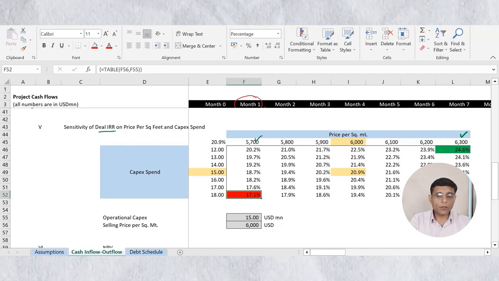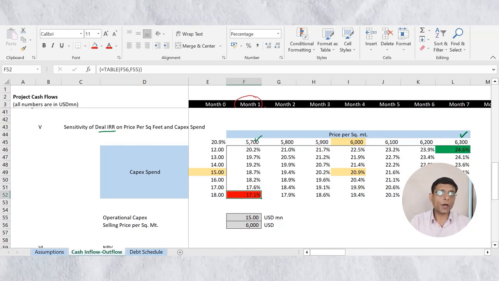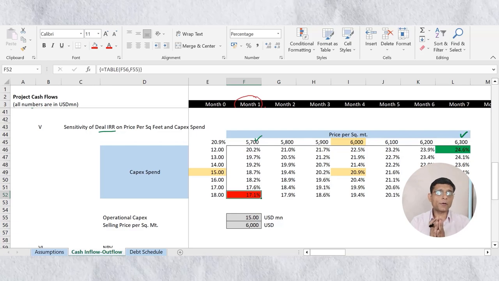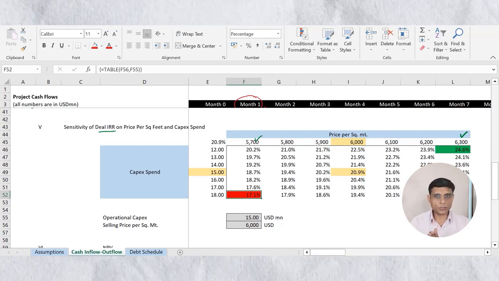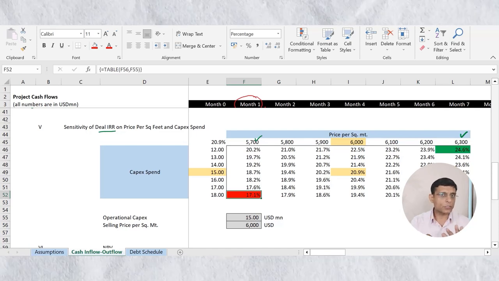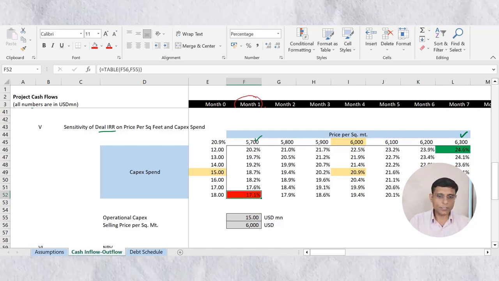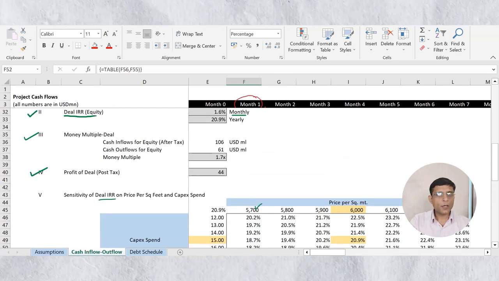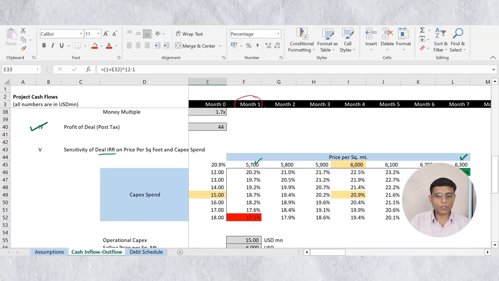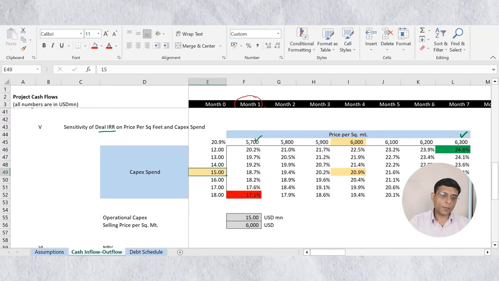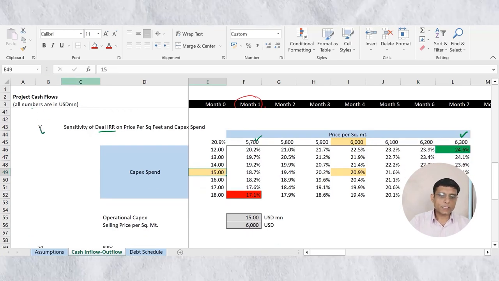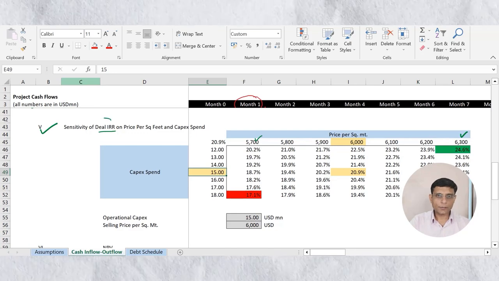So the objective of this sensitivity analysis is to understand how my return will change with the change in key assumptions. And I need not make any changes in my original model. Okay, my model is still giving me 20.9% IRR based on the base case assumptions of $6,015 million spent. So I'm done with my requirement number 5. Sensitivity on the deal IRR.